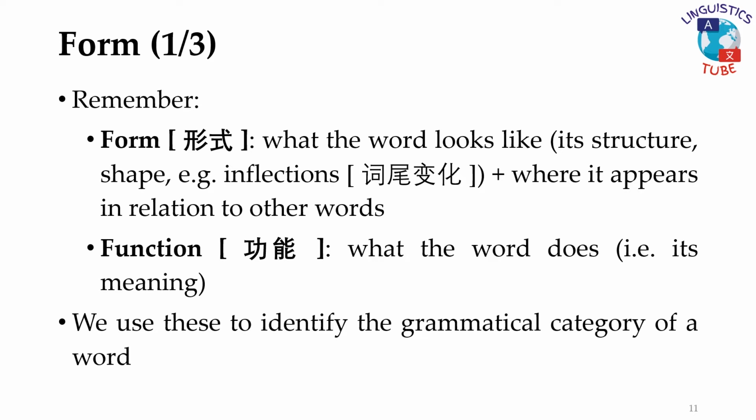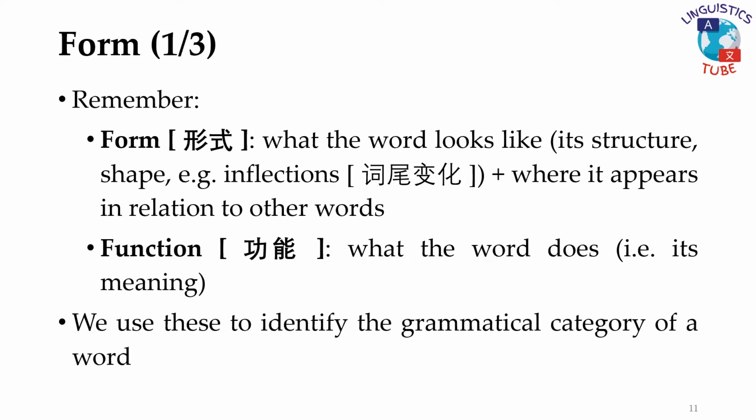The form of a word refers to the structure of that word. This has two aspects. Firstly, we can use form to identify the grammatical category of a word by looking at the physical shape of only that word. Secondly, we can use form to identify the grammatical category of a word by looking at the bigger picture, which is how and where the word is used in the sentence.